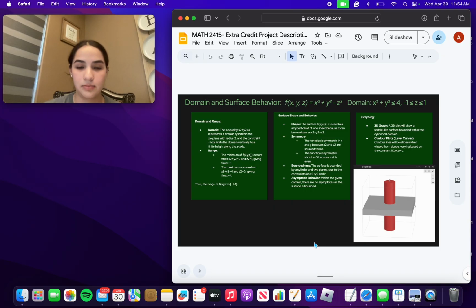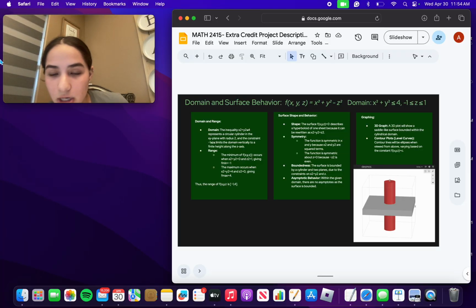For the range, the minimum occurs when x squared plus y squared equals 0 and z squared equals 1, giving the minimum equal to -1. The maximum occurs when x squared plus y squared equals 4 and z squared equals 0, giving f maximum equal to 4. So therefore the range is from -1 to 4.